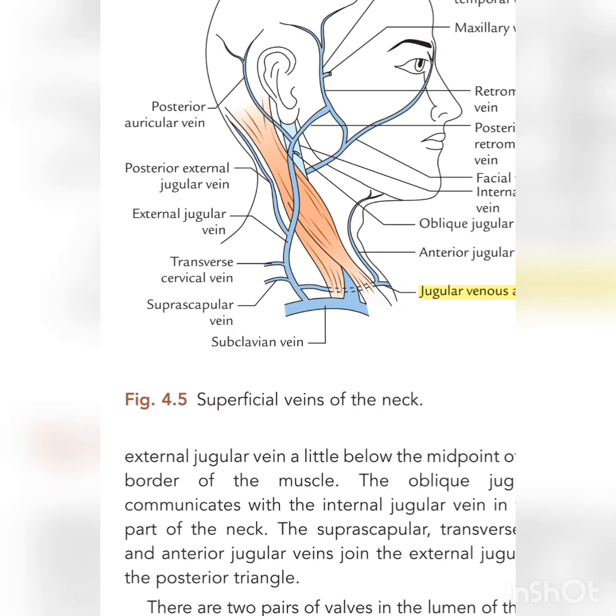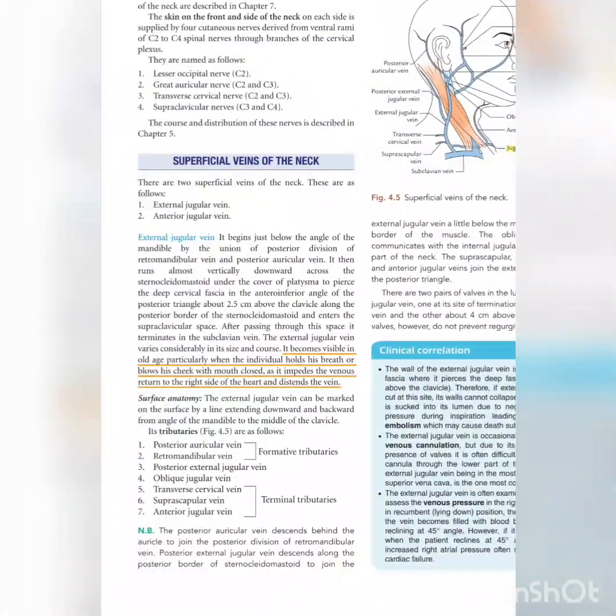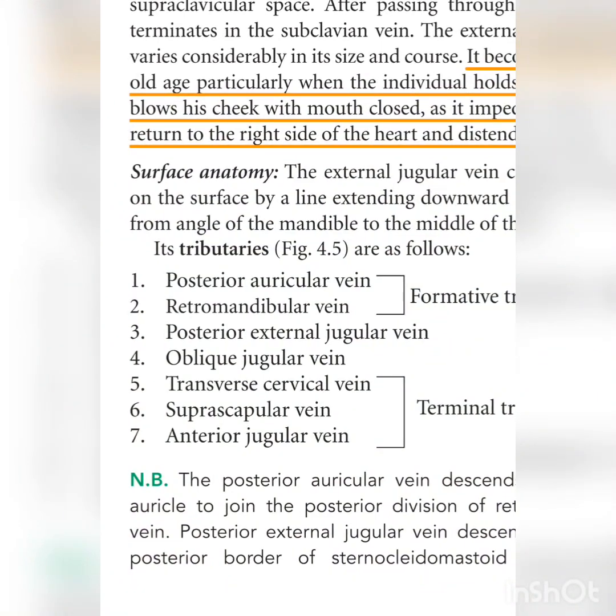And we said it has four branches which we can use PARS to remember: the posterior external jugular vein, the anterior jugular vein, the suprascapular vein, and the transverse cervical vein. We also have some tributaries such as the oblique jugular vein.